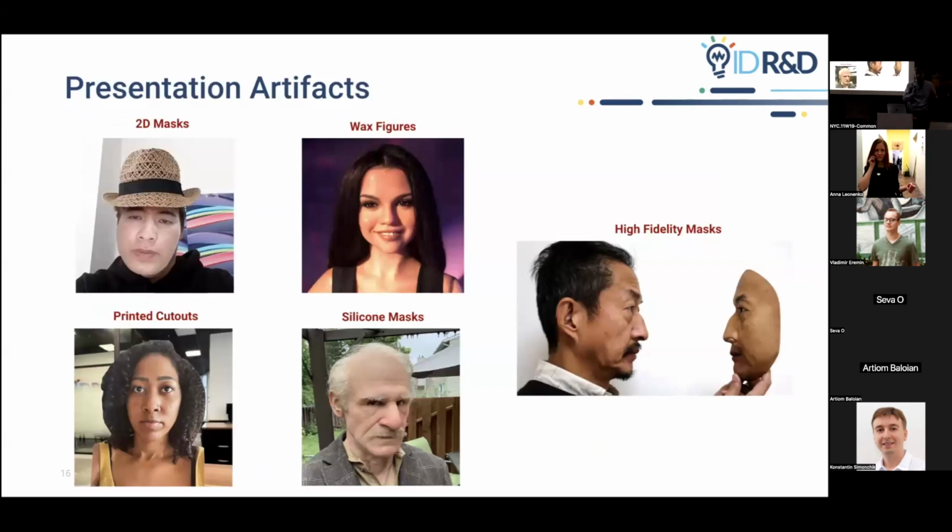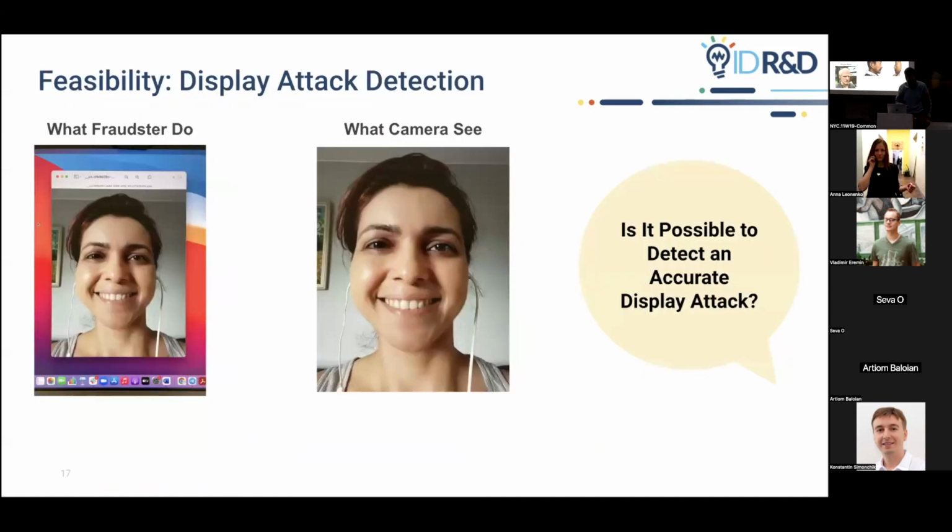Okay, let's go back to the presentation artifacts and look at these artifacts that could be detected. For example, printed cutouts could be detected because of non-realistic edges, right? The 2D mask has non-realistic edges as well. The wax figures, the silicone masks, and high-fidelity masks are more complicated things. You will look at this example.